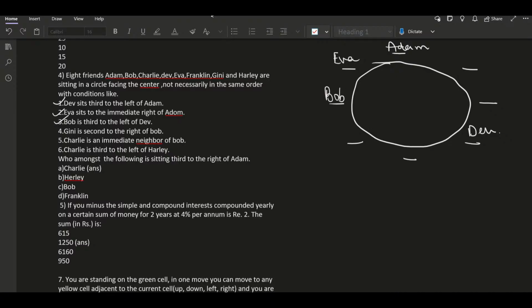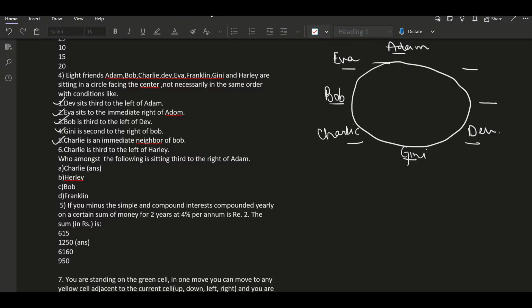Guinea is second to the right of Bob. So Guinea is at this position. Okay, we are also done with this. Now Charlie is the immediate right neighbor of Bob. So Charlie is at this point. Right and immediate right. Okay, so this condition is also okay.